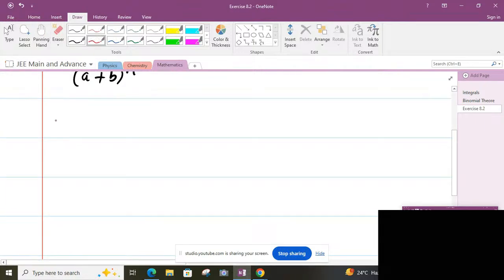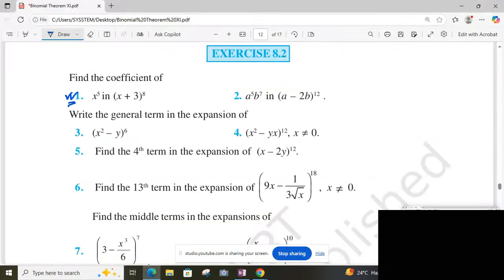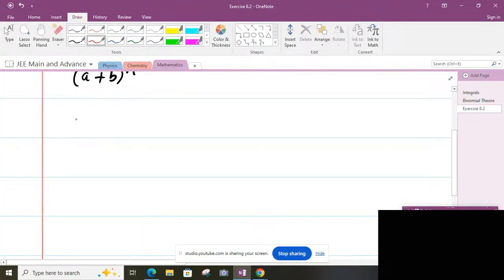So I am going to write question number 1. In this question it asks us, find the coefficient of x to the power 5 in (x plus 3) to the power 8. (x plus 3) to the power 8 के एक्सपेंशन में x to the power 5 के coefficient पूछा जा रहा है यहाँ पर. Hope that there is no problem to understand the question. Question को समझने में कोई दिक्कत नहीं हुआ होगा. Let's see the solution.